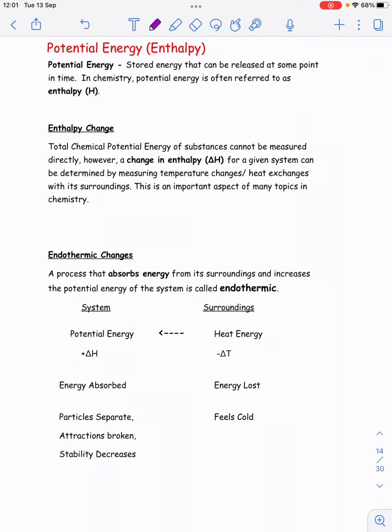And in chemistry, we often refer to potential energy as enthalpy, and it gets a symbol H, which I realize is kind of confusing, but we're going to have to deal with it. So I will refer to both potential energy and enthalpy throughout the course. Okay, so enthalpy change. The total chemical potential energy of substances can't be measured, but we can measure how the enthalpy is changing given how it's interacting with the surroundings and given how the temperature of the surroundings is changing.